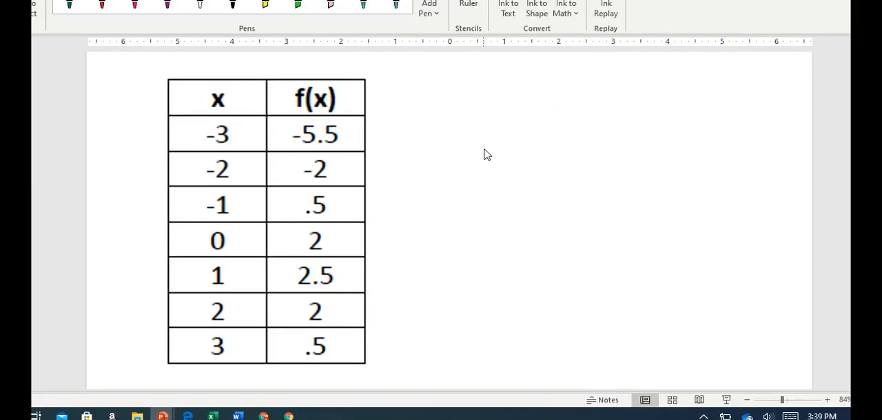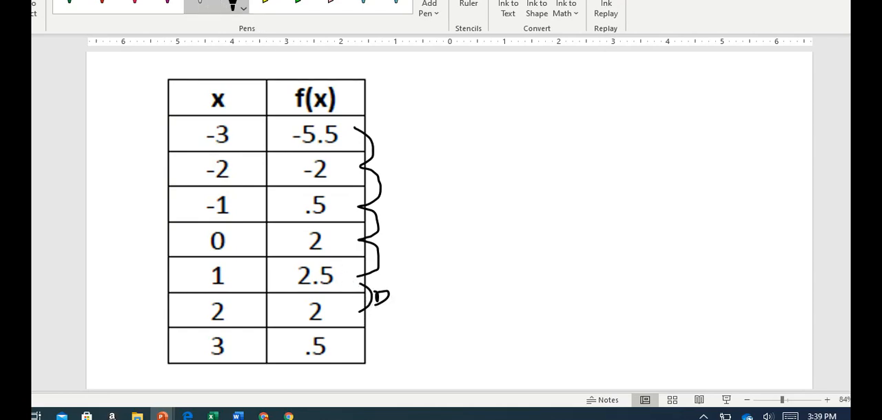And then you have your end behavior. Taking a look at number 3, let's look for our relative maximums or minimums. So from negative 5.5 to 2, it's increasing. From negative 2 to 0.5, we're still increasing, increasing, increasing. But from 2.5 to 2, this is a decrease.